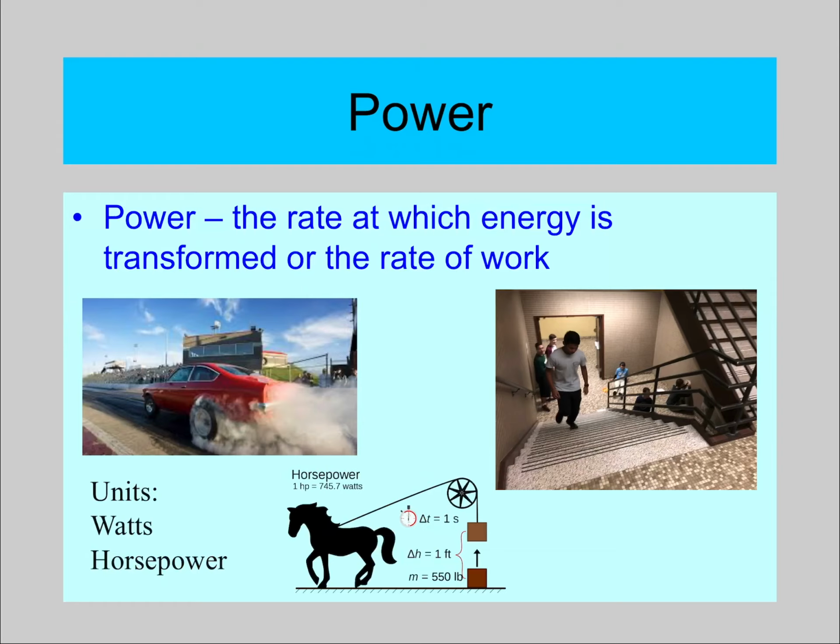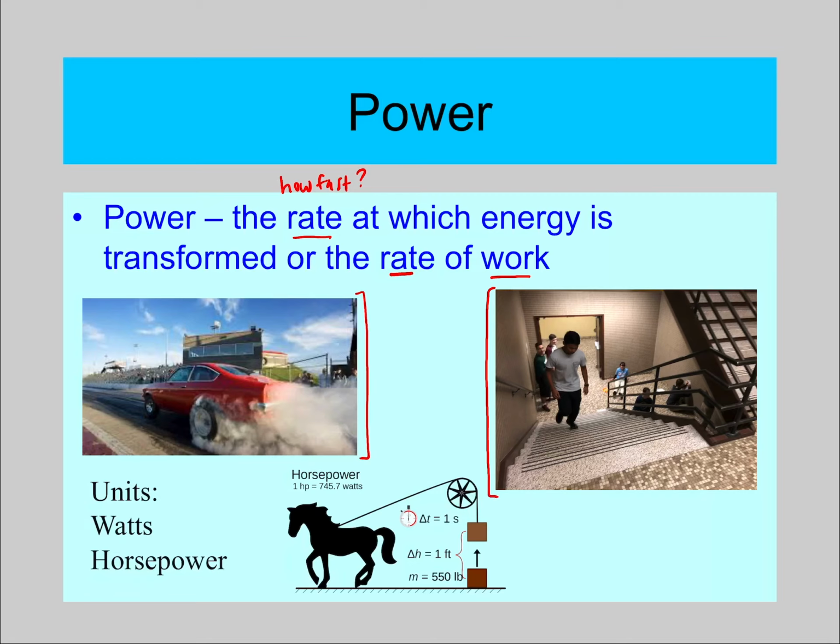So this brings us to power. Power is going to be the rate, so this is thinking about how fast energy is transformed, or it's the rate of work. So sometimes when we think about power, you might think horsepower. So a really fast car will have a very high horsepower number versus a very slow car, maybe not as fast a car, is going to have a lower horsepower number. Another way to think about power is climbing stairs or bleachers.